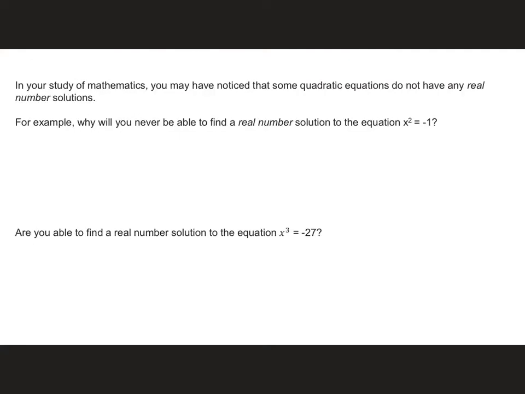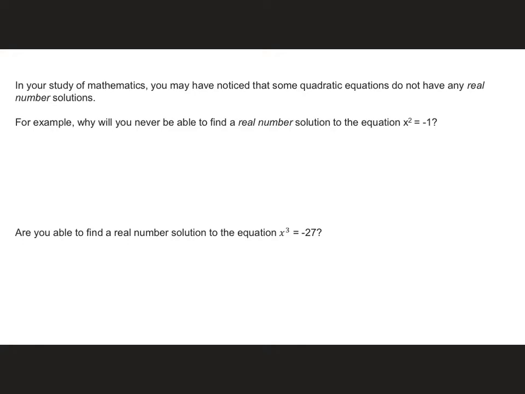In your study of mathematics, you may have noticed that some of the quadratic equations do not have any real number solutions. For example, why will you never be able to find a real number solution to the equation x squared equals -1? At this point, I want you to pause this video and think to yourself as to why there is no real number solution to this equation.